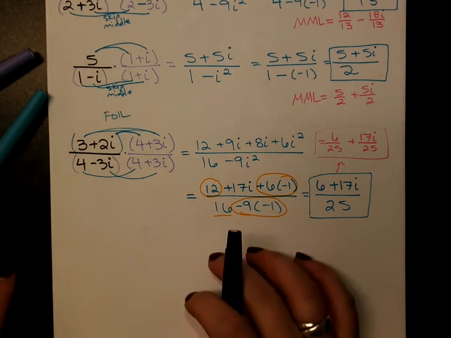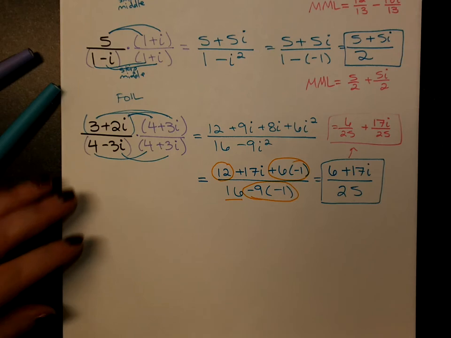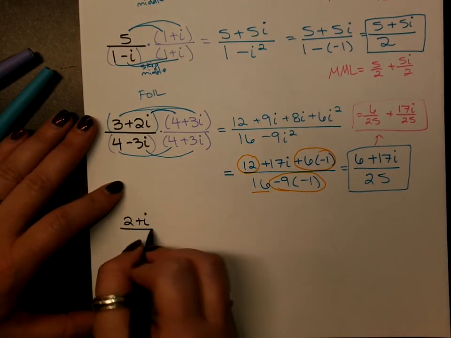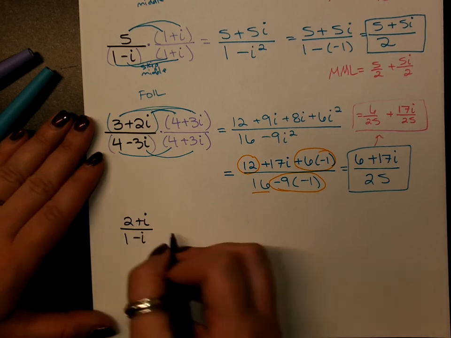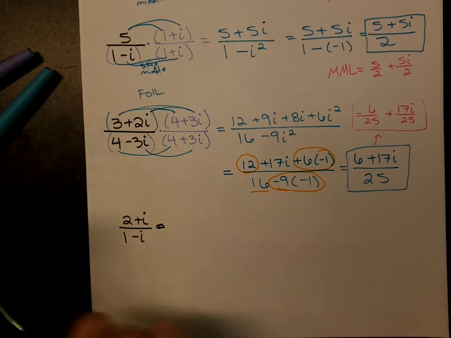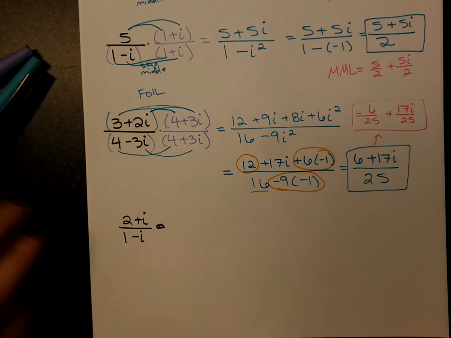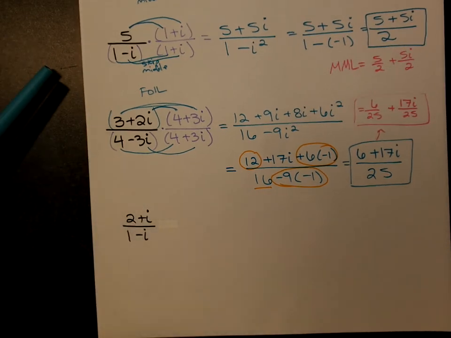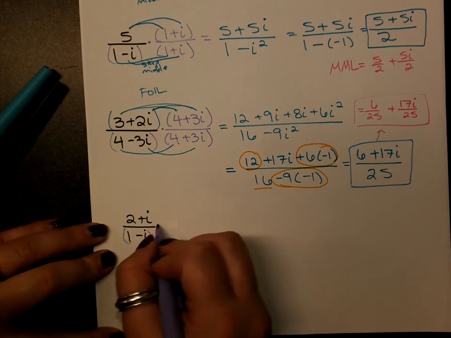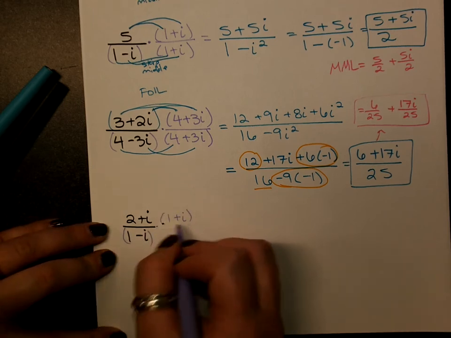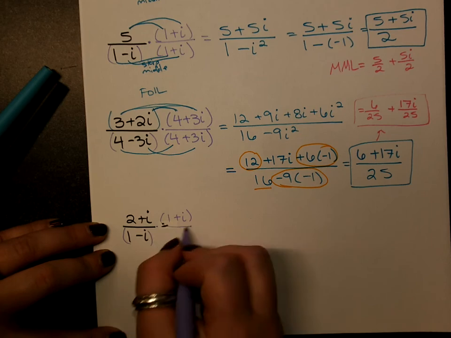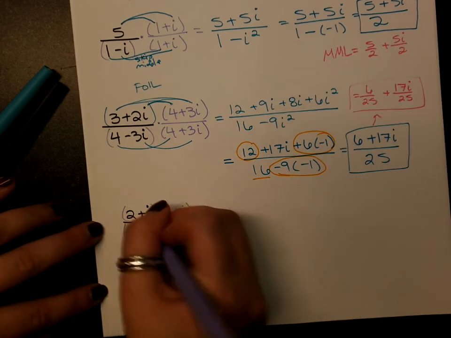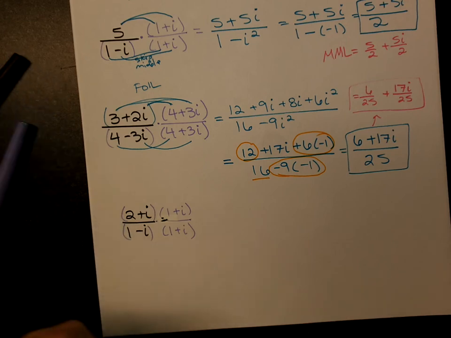Alright, the video has about 3 minutes left. I'm going to try to show you this last example, 2 plus i over 1 minus i. If you'd like to pause the video and try it yourself, you're more than welcome to. Otherwise, you can watch me. I'm going to go a little bit quicker so it doesn't cut me off. So I'm going to multiply by the conjugate, 1 plus i over 1 plus i. I'm going to have to FOIL on the top.